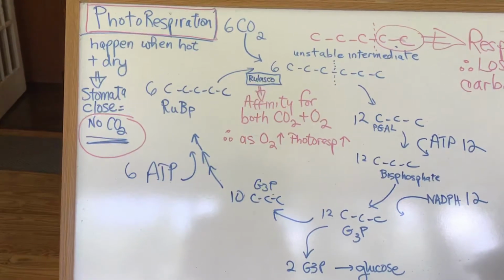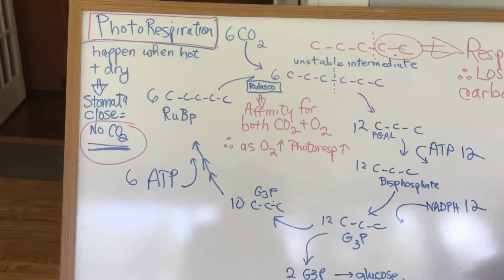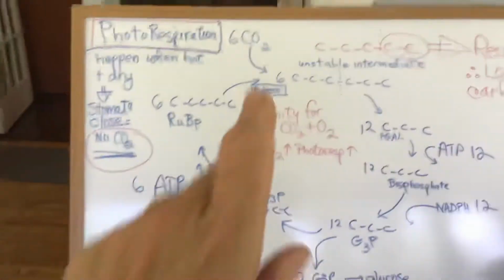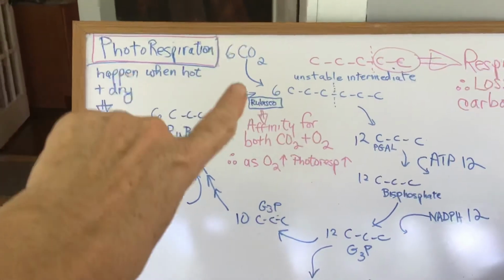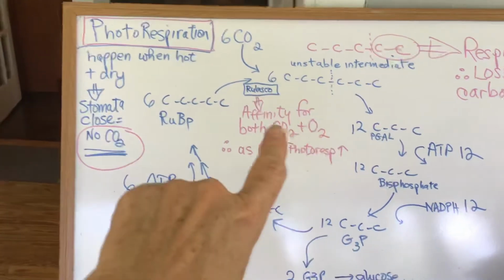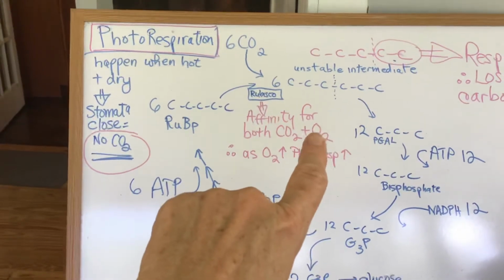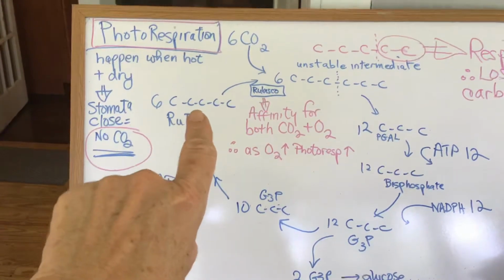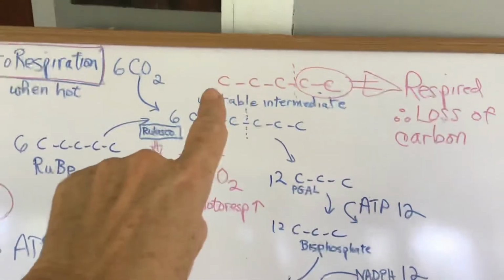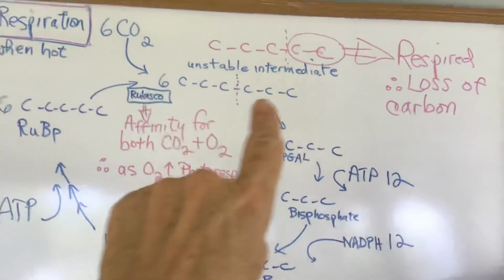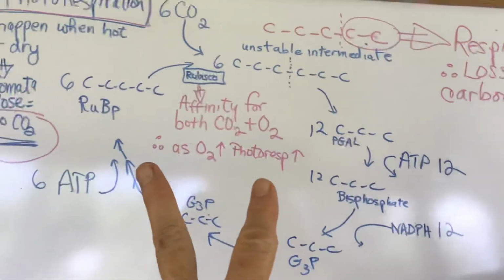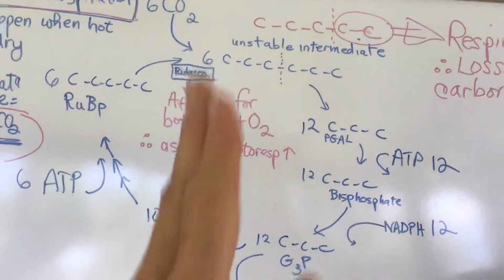Photorespiration, like I said, happens when the stomata close. And what will then go down, instead of carbon dioxide being brought in, is that oxygen will bind at that binding site, and no carbon will be added to this molecule. So we'll get a 5-carbon molecule here instead of a 6-carbon molecule.